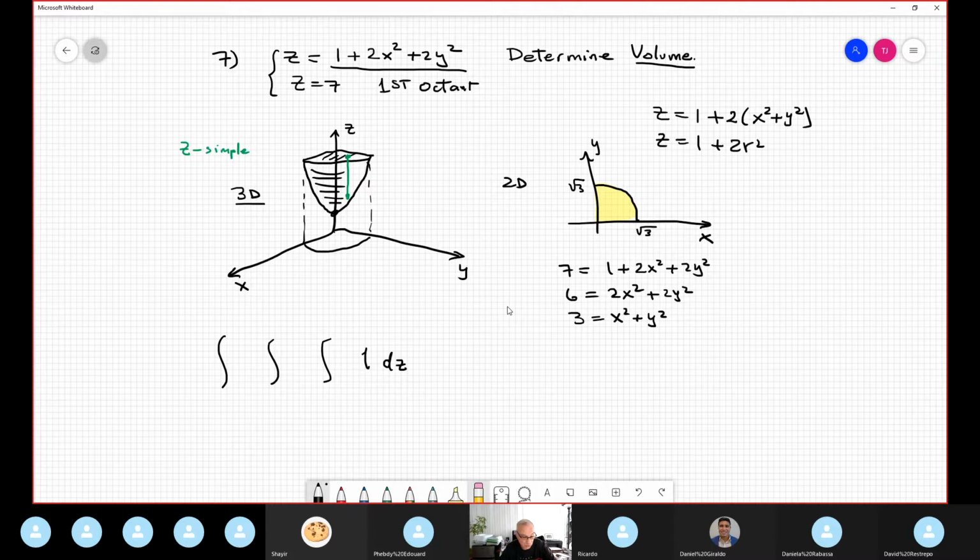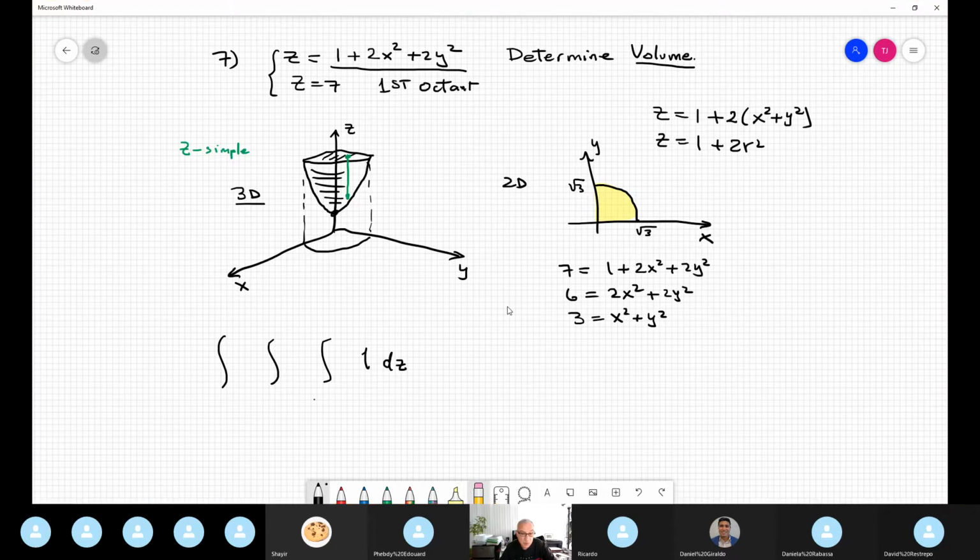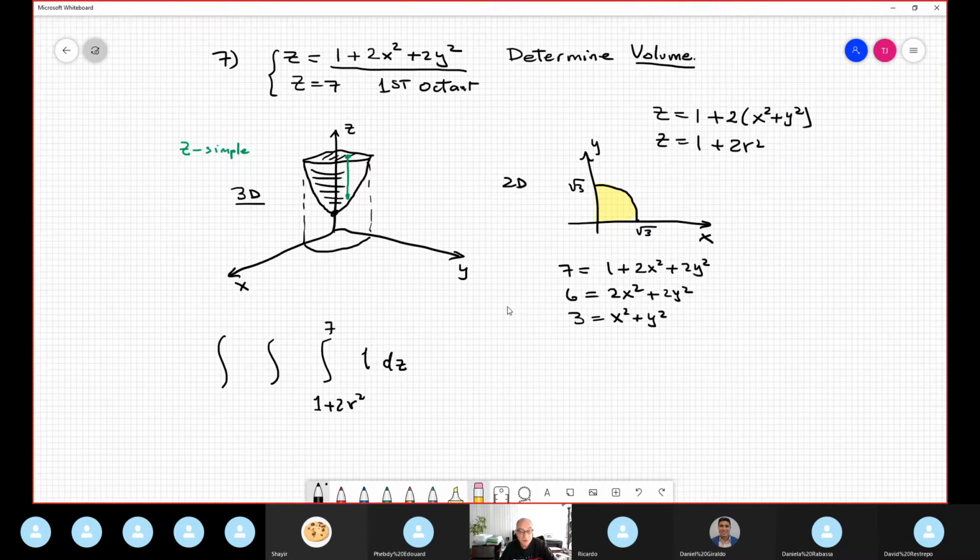So I go from 1 plus 2r squared to 7. This is easy. So now the Jacobian is r, then dr d theta. It's easy because in polar coordinates in 2D I saw that the radius goes from 0 to radical 3, and theta is an angle that scans from 0 to pi over 2. This is my triple integral.